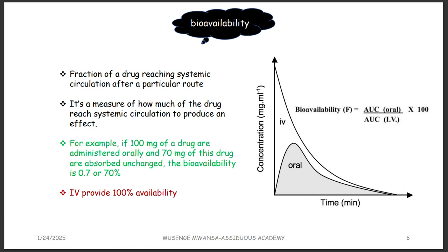So you can determine the area under the curve for the oral route and the area under the curve for the IV route. The bioavailability of a drug for any route that you've used is given by the area under the curve for that route divided by the area under the curve of the IV route, because for the IV route there is 100% bioavailability. So that's the formula for bioavailability, given by the symbol F. Hope that's okay.